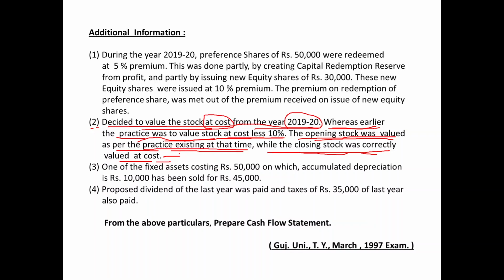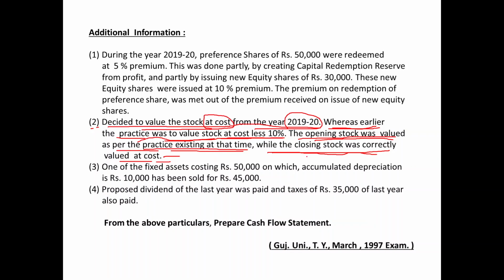So in the year 2019-20, two different parameters have been applied for the valuation of stock, and that is why we need to give a rectification entry for the valuation of opening stock of the current year, or you may say closing stock of the last year, because two different sets of parameters in the context of valuation of stock cannot be applied in the same year. So let us give an adjustment entry, a rectification entry for the valuation of opening stock of the current year or the closing stock of the last year, because it affects the profit of the year also.